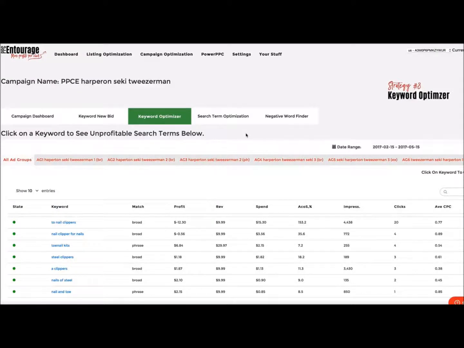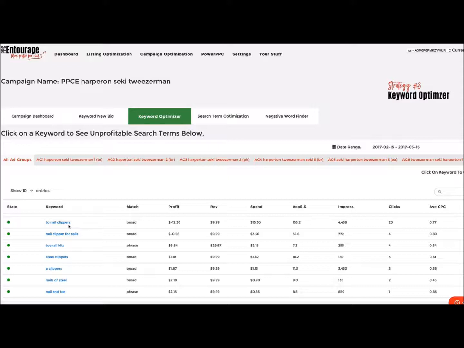All right, so strategy number three is Keyword Optimizer, and this is my favorite strategy by far. So we're gonna find the search terms that are performing well, and then we're also gonna find the search terms that are performing poorly for this specific keyword, and then do a negative exact on the ones that are performing poorly for this specific keyword. Let me show you guys how to do it. So you're gonna click on the keyword here.